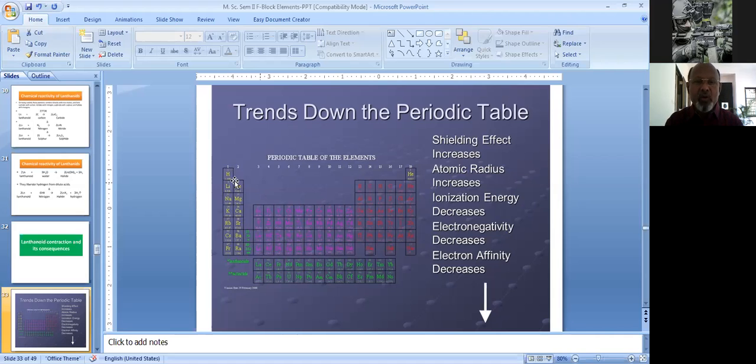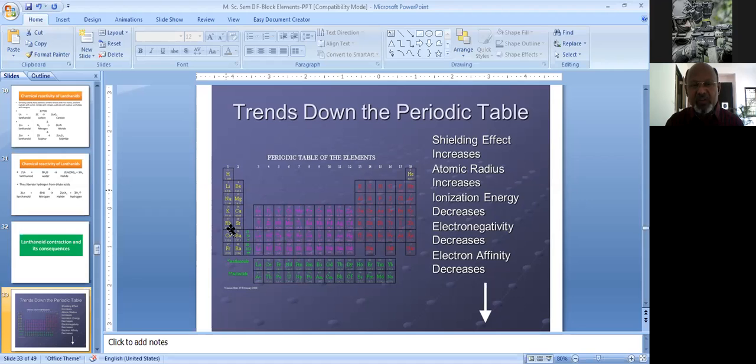If we move down any group, from hydrogen to francium, these parameters also apply. If we travel from hydrogen to lithium, or from lithium to sodium, hydrogen has atomic number 1, lithium 3, and sodium 11. The electronic configuration of hydrogen is 1s1. The outermost electronic configuration for lithium is 2s1. For sodium it is 3s1, potassium 4s1, rubidium 5s1, then 6s1 and 7s1.